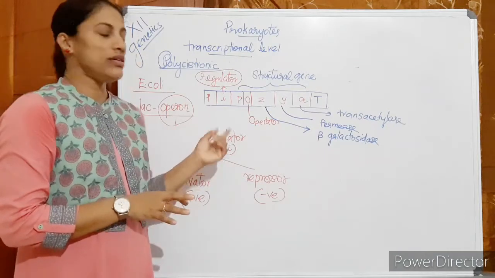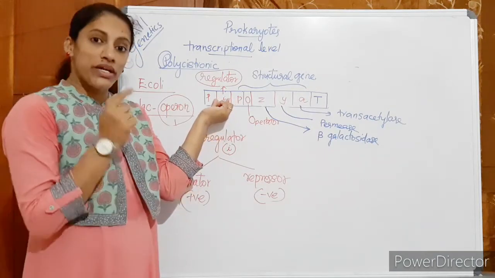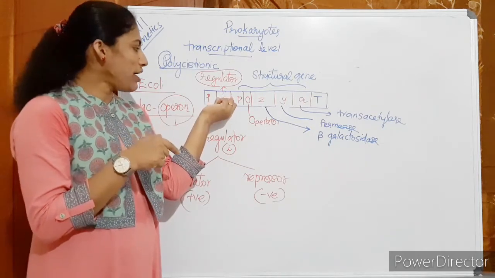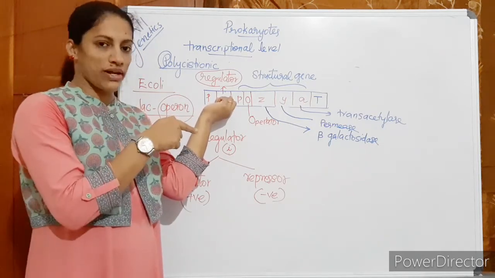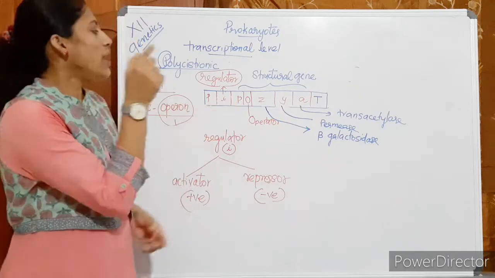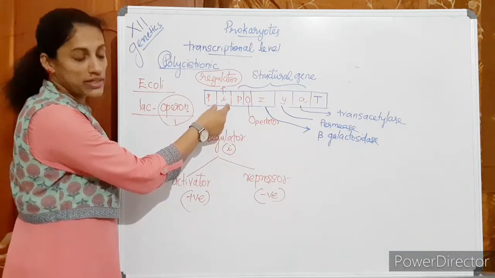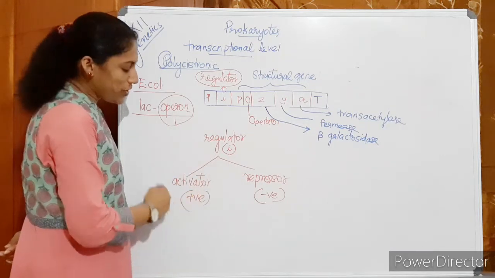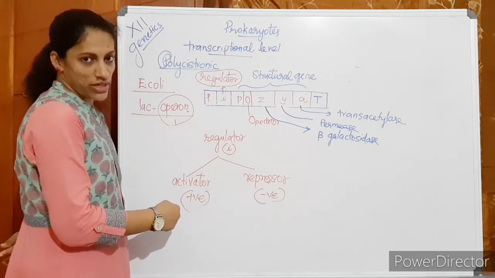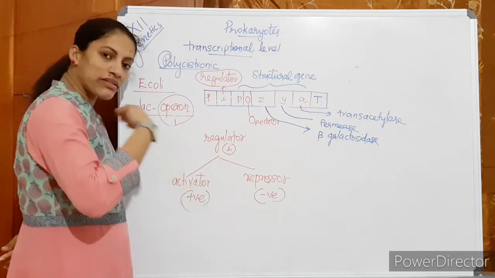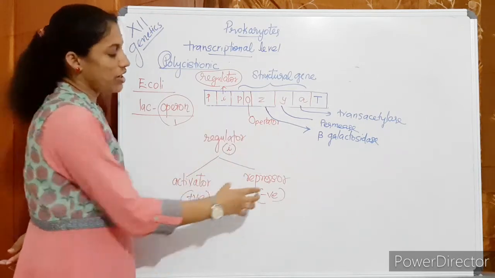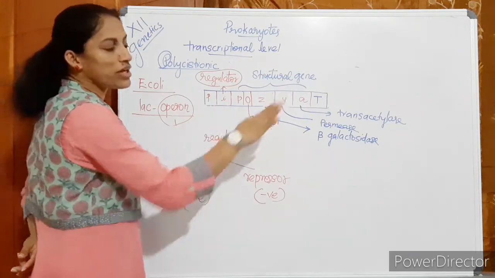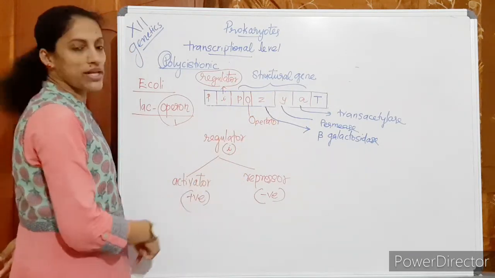Here regulator is the sequence. Here the name is I. It stands for inhibitor in this particular example. We will discuss it. And any regulator gene is acting by forming either an activator or a repressor. If it produces an activator, it's a positive regulation because it activates the transcription. If it is producing a repressor, it's negative regulation. It is blocking the transcription. We will discuss with an example.